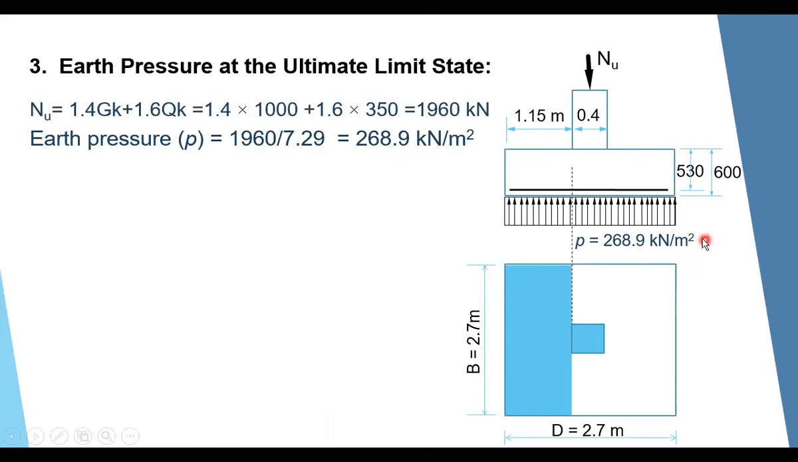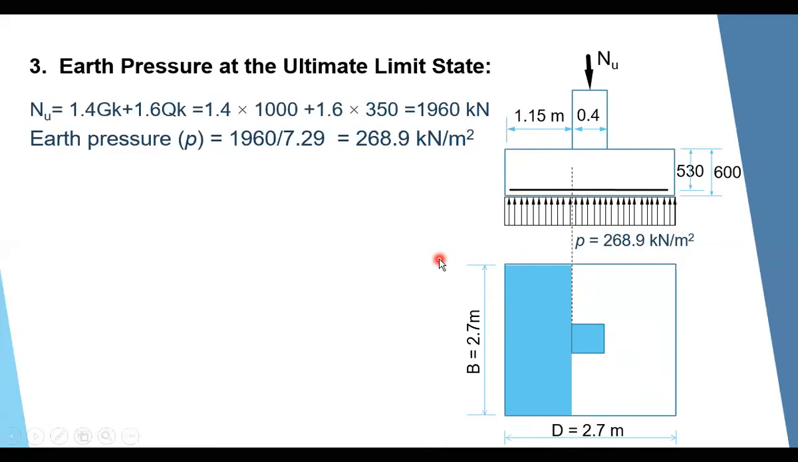And the soil pressure at the ultimate limit state equals 268.9 kilonewton per meter square. This dimension here is the width of the column, and this dimension here we can get from the total width 2.7 minus 0.4, all divided by 2, which gives us 1.15. So 2.7 minus 0.4 gives you this distance and this distance, divided by 2, so you can get it from only one side.